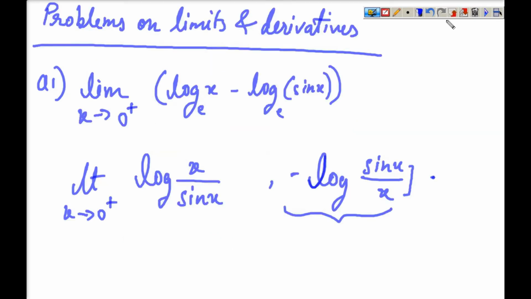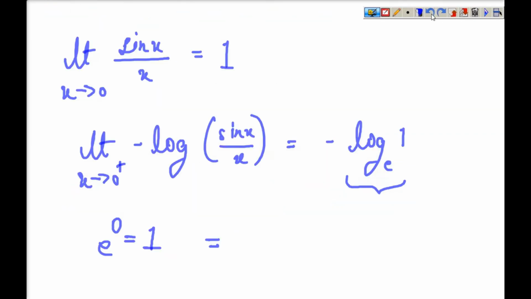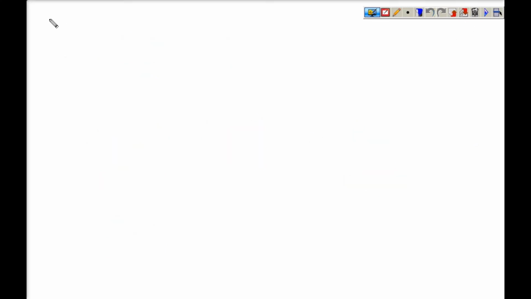I can rewrite this as equals to 0 because e to the power 0 is 1. So therefore the limit of log of x minus log of sine x is 0. So moving on to the next problem, we have to find the limit.